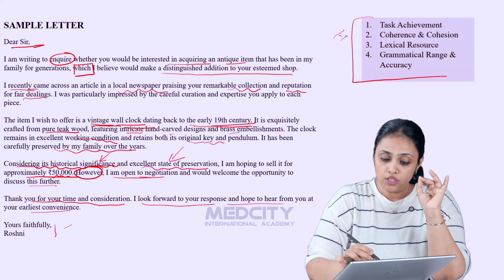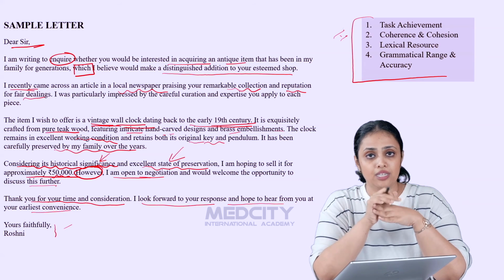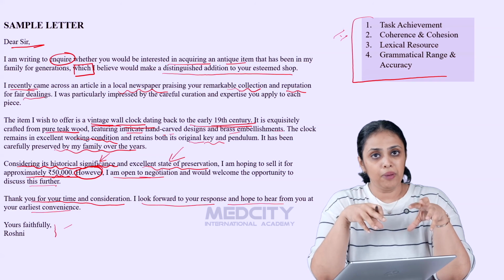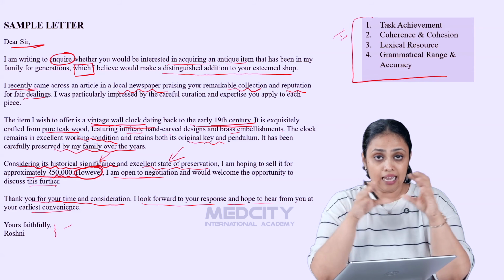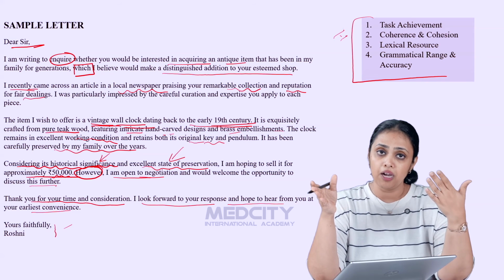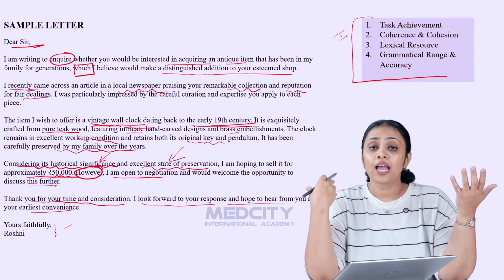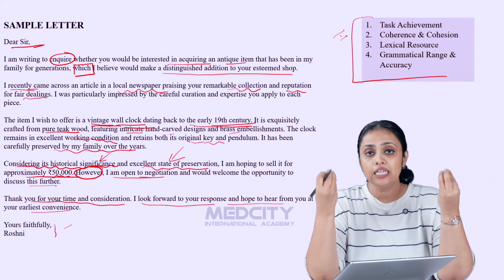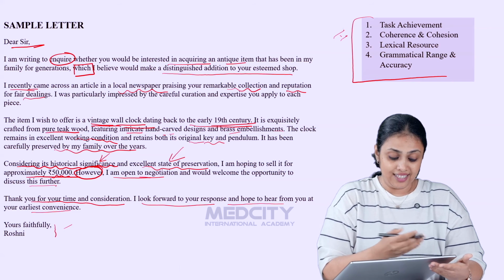Then talking about coherence and cohesion. Coherence and cohesion is nothing but the logical sequencing of your ideas, how you have done the paragraphing. Yes, as per the bullet points, you have elaborated the 3 body paragraphs. Apart from that, there is an introduction, there is a conclusion. So the coherence is fine. And whether you have used any connectors or linking phrases, of course it has been used in this sample.